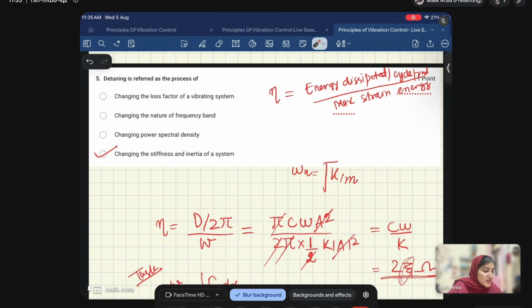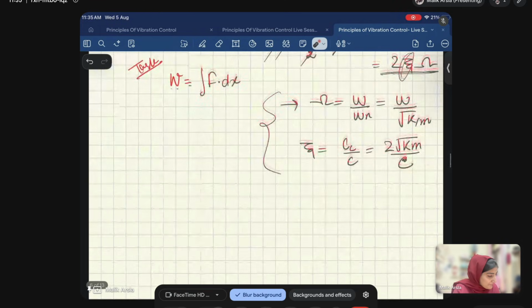Basically we are trying to take the natural frequency of the system away from the excitation frequency. So that is why we are changing the stiffness and inertia parameters, because that is what governs the natural frequency of the system.